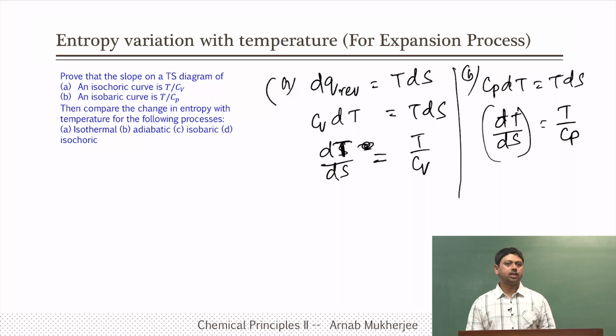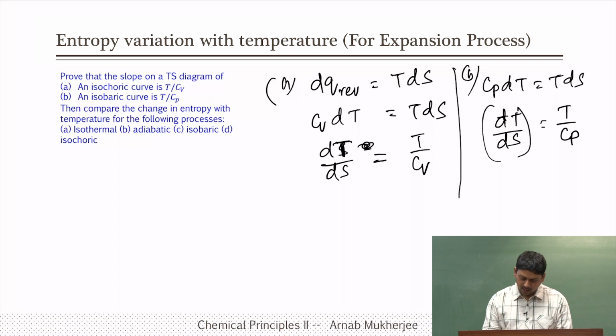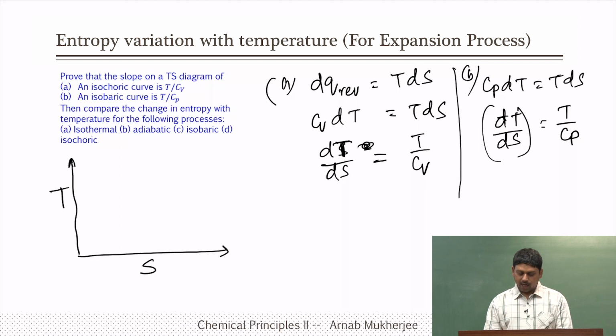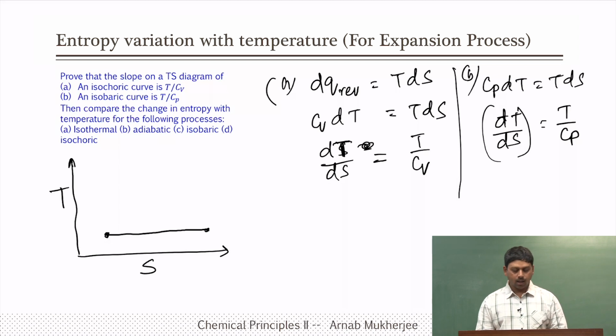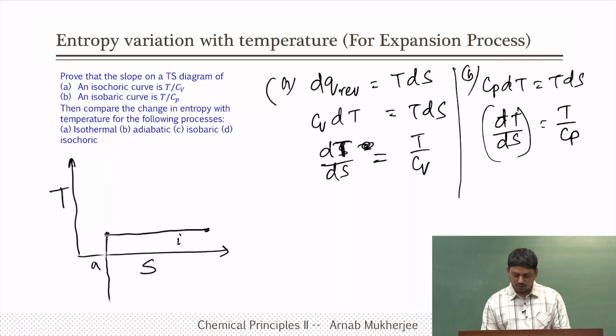This is the slope, right. When you calculate the slope, you will take the differentiation. Okay. So, you got that. But now, the second question is to compare the change in entropy with temperature for the following processes. So, let us draw temperature and entropy and an isothermal process. How does the temperature change in the isothermal process? It does not change, right. Temperature does not change, entropy changes. How does it change for an adiabatic process? Temperature changes, but entropy does not change. So, this is the adiabatic process, this is the isothermal process.